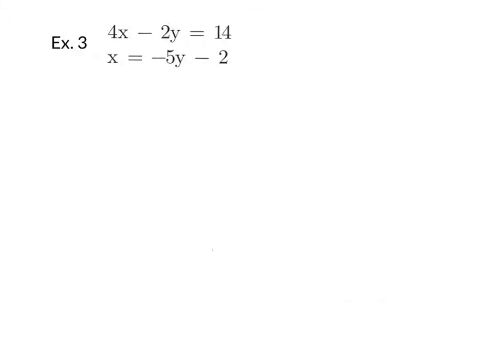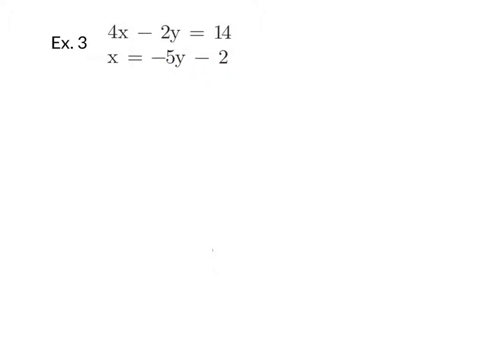Taking a look at this next example, we can see that this might be a really good time to use the substitution method because the second equation is solved for x. So what we can do, since the second equation is solved for x, is I can take the top equation, and where I see this x, I'm going to replace it with what x is equal to. I'm going to replace x with negative 5y minus 2.